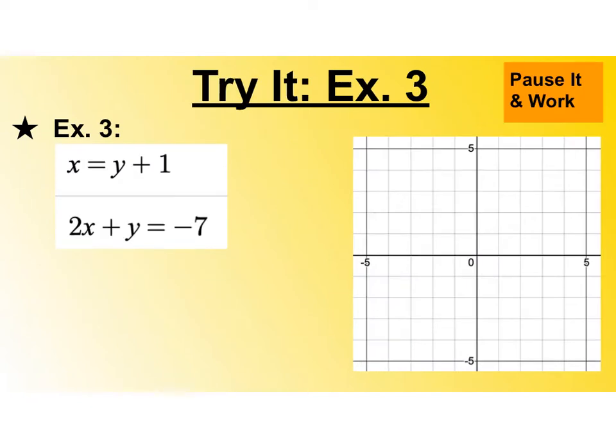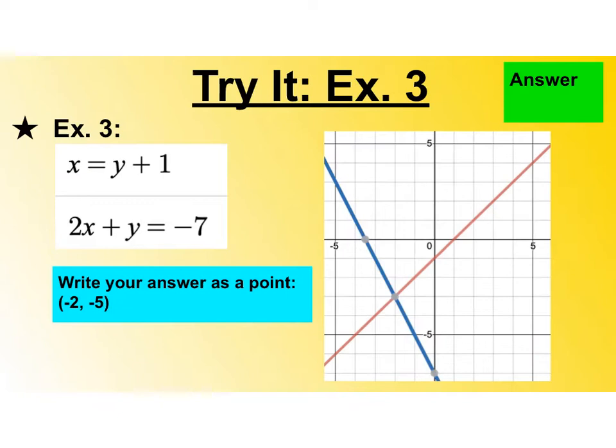Go ahead and pause this. Try this one yourself. Notice they're not in slope-intercept form, so that would probably be the place I'd start. So when you rearrange, did you get y equals x minus 1 and y equals -2x minus 7? When you graph those, you get the answer (-2, -5).